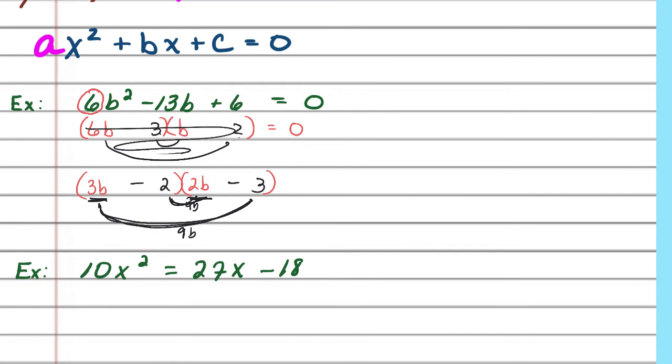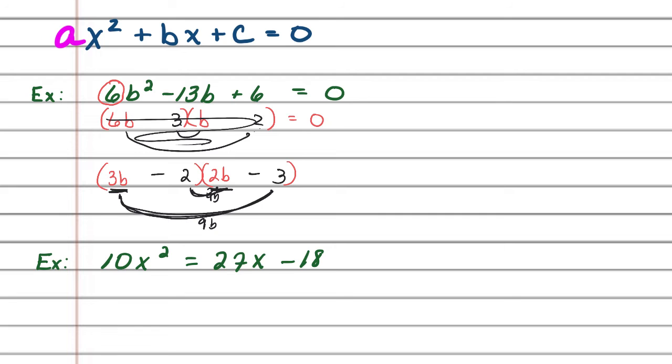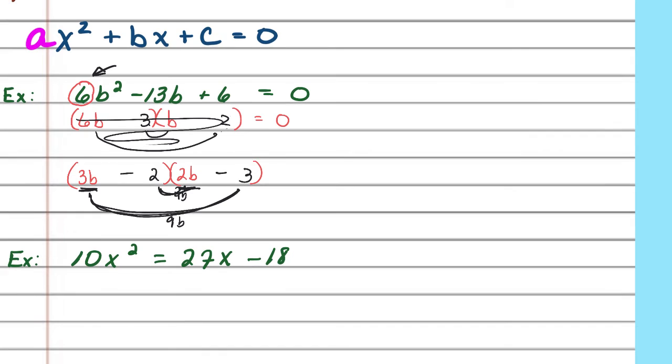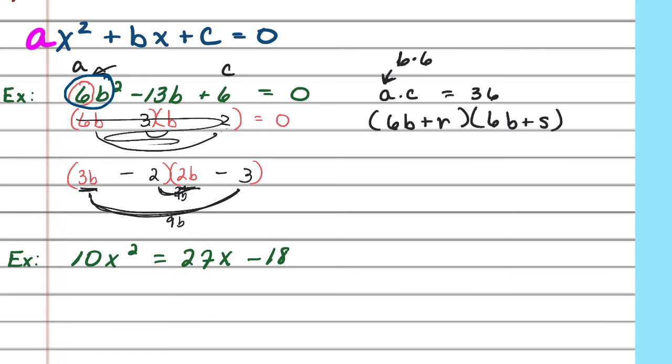So when our a value is not equal to 1, we have another method we could use. That's just kind of a gimmick method that always works. What you do is you first multiply your a times c. When your a is just 1, it never changes anything, so it's just c, and that's what we use. But when our a is not 1, in this case it's a 6, and our c is also a 6. This is a, this is c here. We get 36, and how we factor it then is 6b plus r, 6b plus s. The 6b is coming from this first term here.